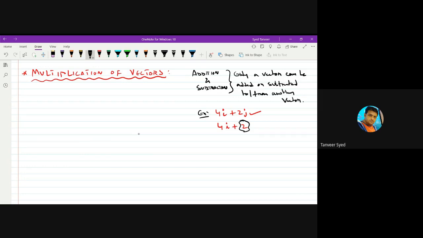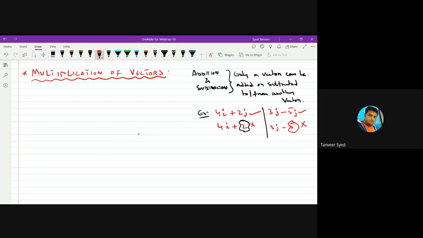Similarly, subtraction also. I can subtract 3j from 5j, or even 5i or 5k, anything. They must be vectors. This is okay. But I cannot subtract 5 from 3j because I don't know about this direction. You cannot do this. So only a vector can be added to a vector. Only a vector can be subtracted from a vector. That's for addition and subtraction.